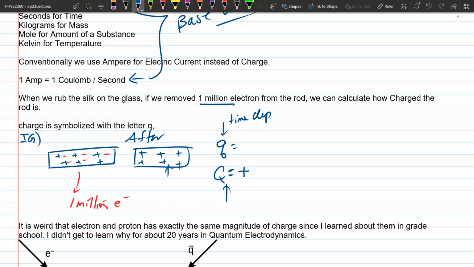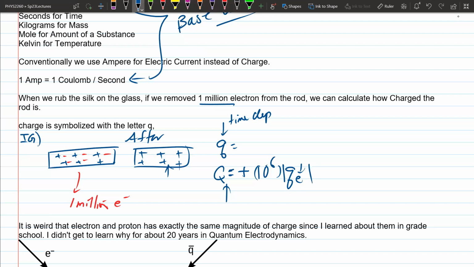I know it's positive, but what's the magnitude? How big is it? How would I calculate that? Anyone have an idea? If I remove 1 million electrons from it, if there's 1 million electrons missing in here, what should I account for as the charge? Question? Yeah, you have a comment? Right, it should be equal and opposite. So it should be the charge of 1 million times whatever the charge of a single electron is, but the absolute value, because it's positive.